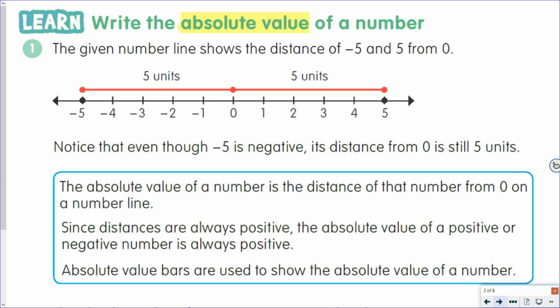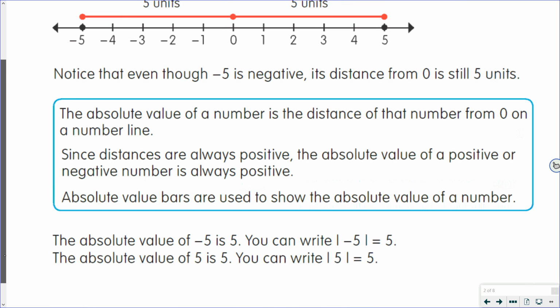So absolute value is a number's distance from 0. So if you were pretending that you were standing on a number line and you were standing at 0 and I asked you to walk to 5, it would take you 5 steps to get there. And if you go back to 0 and I asked you to walk to -5, it would also take you 5 steps to get there. And since distance is always measured as a positive number, the absolute value of 5 and the absolute value of -5 are the exact same.